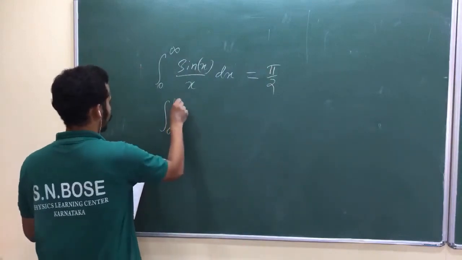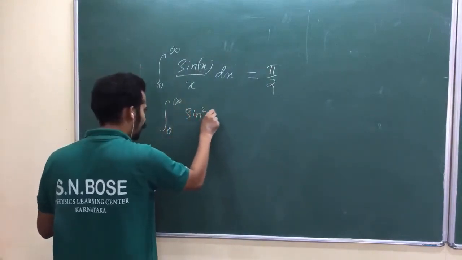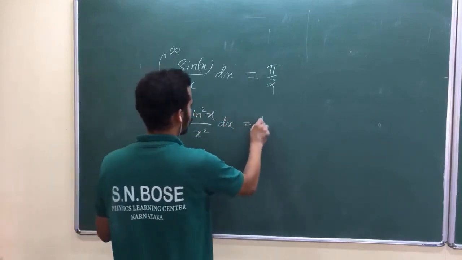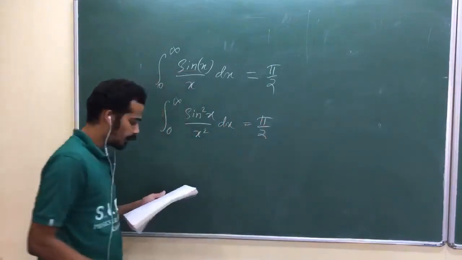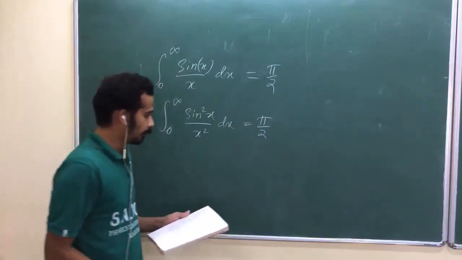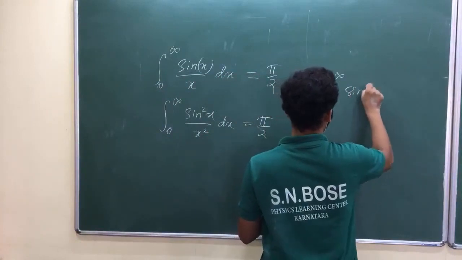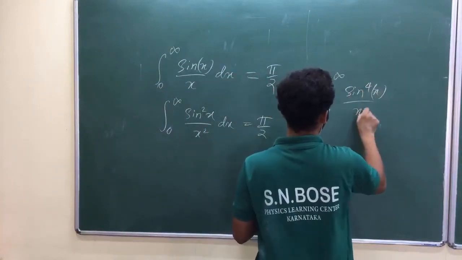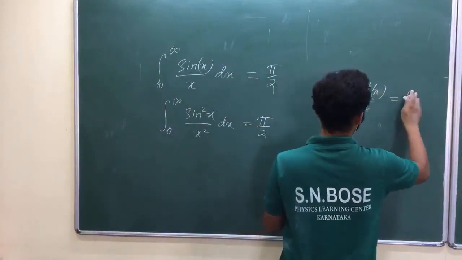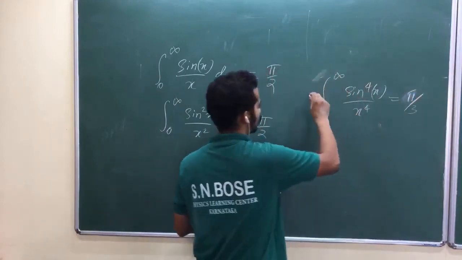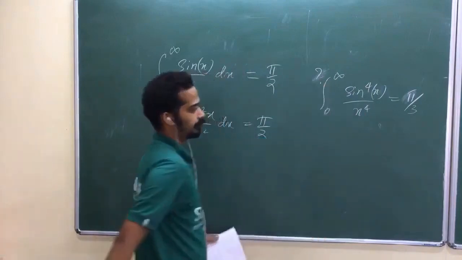Integral from 0 to infinity of sin^2 x divided by x^2 dx, surprisingly, it's also pi by 2. We shall verify this one. Integral from 0 to infinity of sin^4 x divided by x^4, I think this is equal to pi by 3. Put a star here, star means question mark, okay, we shall check it out.